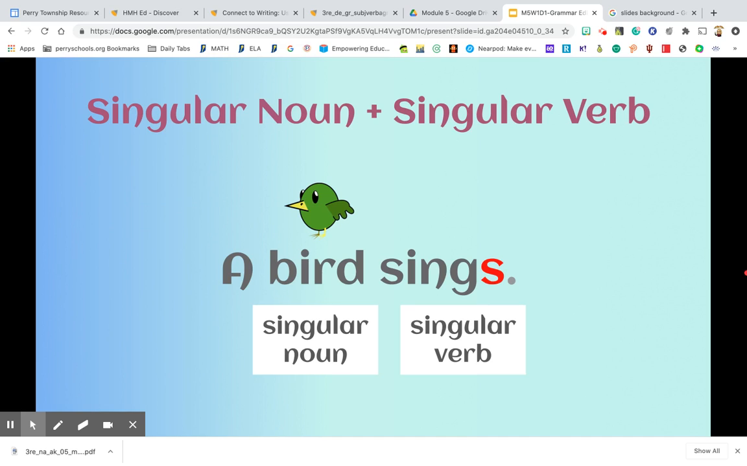Now, when we put a singular noun and a singular verb together, we create sentences like a bird sings. Bird is the noun. It is singular. It is just one bird. So we have to have a singular verb. Sings is the singular verb. A bird sings. It has to have the S added to the end.